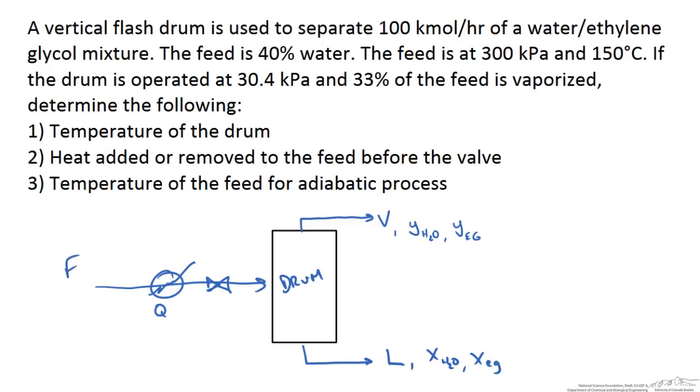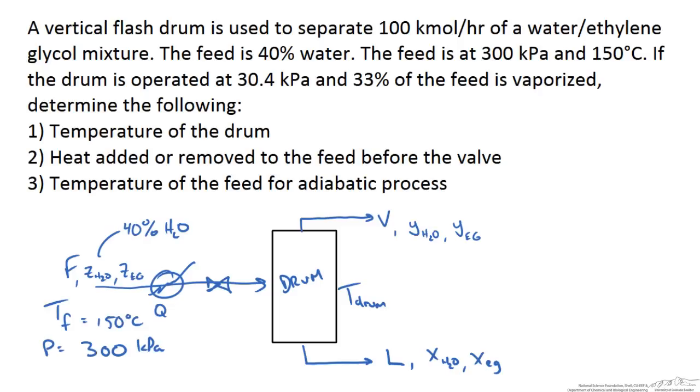So this feed I'm going to label F, and we're going to use Z as our mole fraction of water and mole fraction of ethylene glycol. And this has some temperature, and the drum has some temperature that we are looking for. We know that this feed here is 40% water. We also know that the feed is at 300 kilopascals and 150 degrees. And we know the pressure of the drum is 30.4 kilopascals. And 33% of the feed is vaporized.